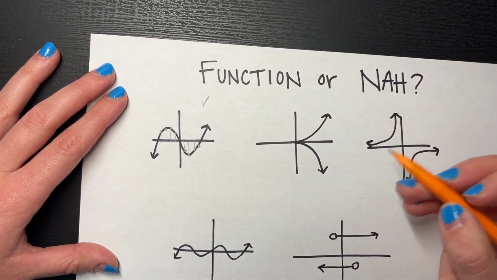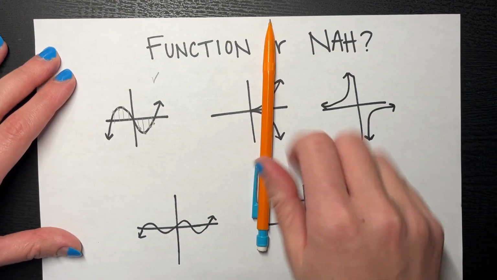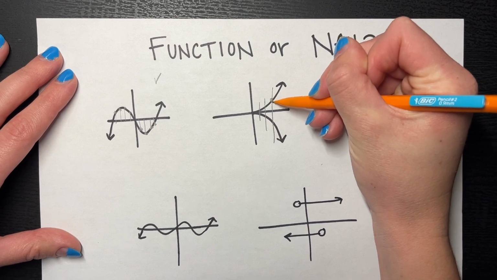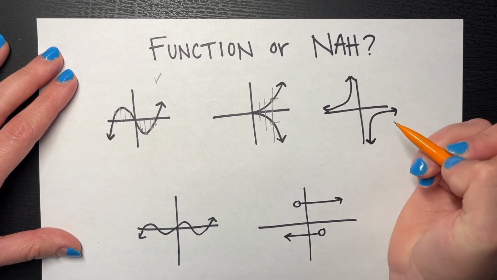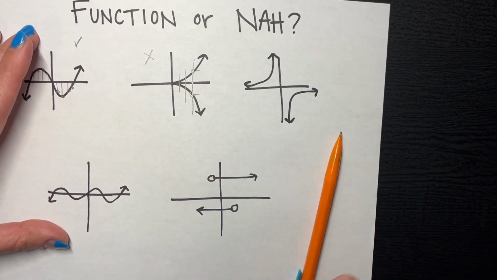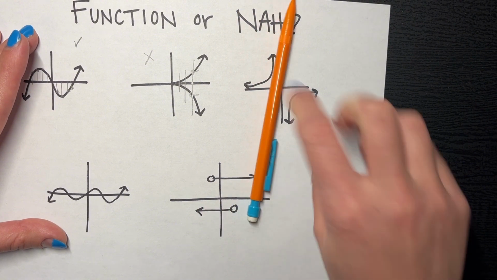So that one's good. Now this one, we drag our pencil across and it goes beep, beep, beep, beep, beep, beep, beep. Not a function because for this input here, we have 2 outputs. So no good. What about this one? We test. Those are all 1 output, 1 output, 1 output.